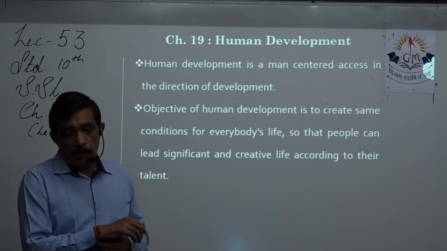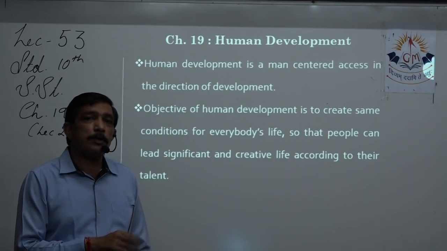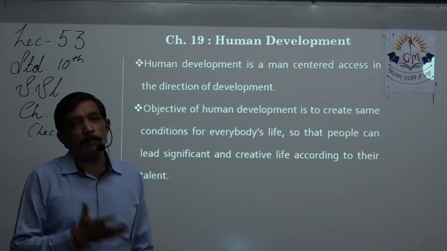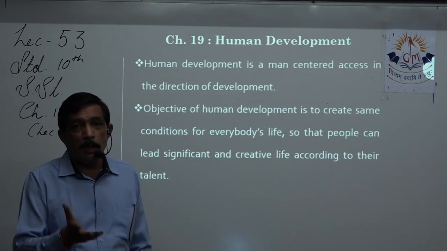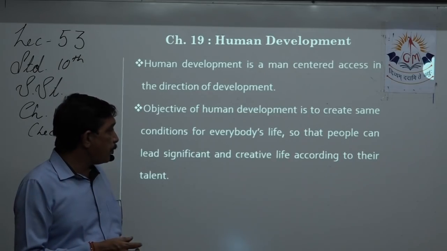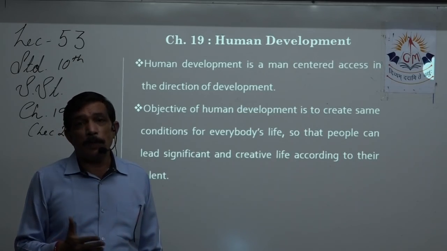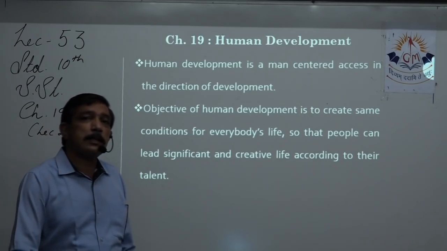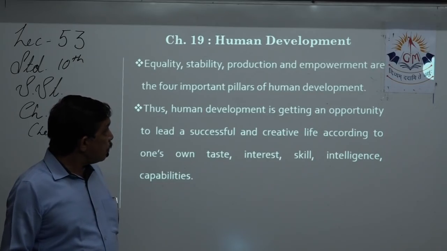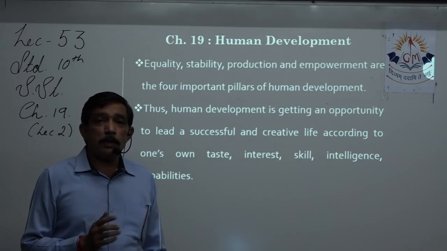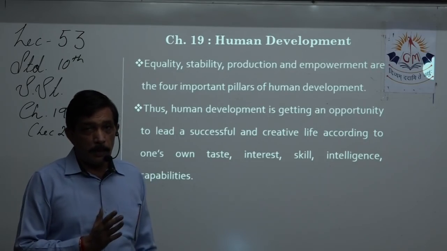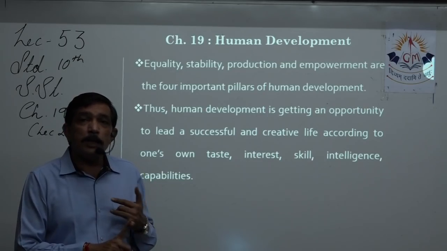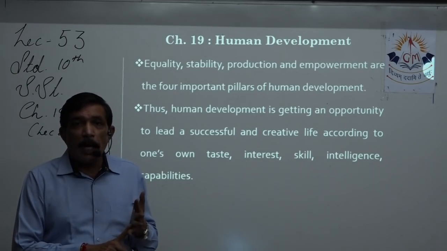The objective of human development, very important, is to create conditions where everybody's life becomes happier, smoother, easier, and they can enjoy their life, so that people can lead a significant, important and creative life according to their talent, skill, knowledge. What is primarily required? There are four pillars of human development on which it is based. They are equality, stability, production and empowerment.